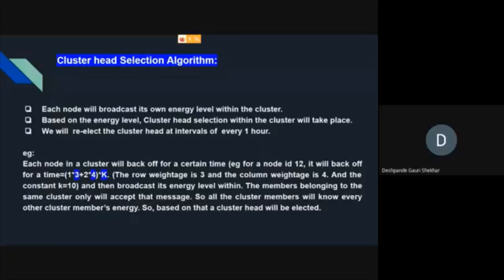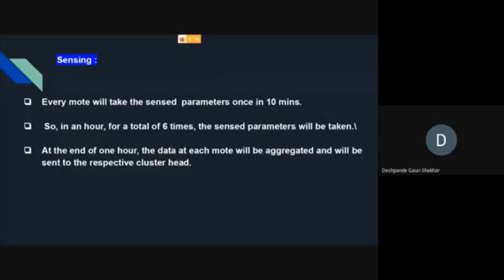For sensing, every node will take the sensed parameters once every 10 minutes. That means in an hour, the sensed parameters will be taken a total of 6 times. At the end of 1 hour, the data at each node will be aggregated and sent to the respective cluster head so that the cluster head can send it further to the base station. That process will be explained in our routing algorithm.